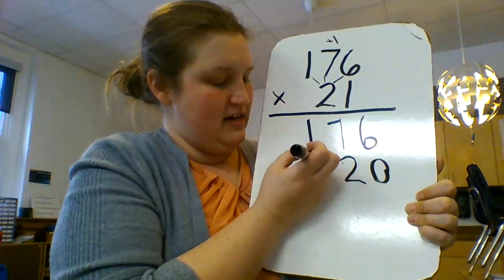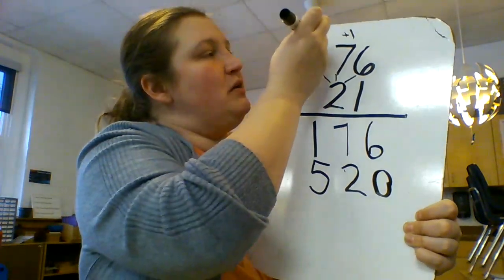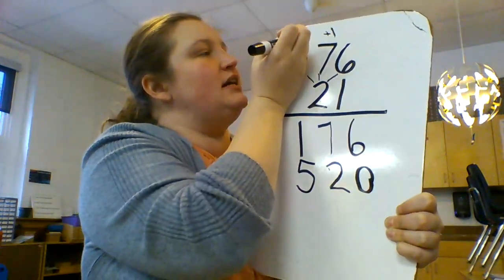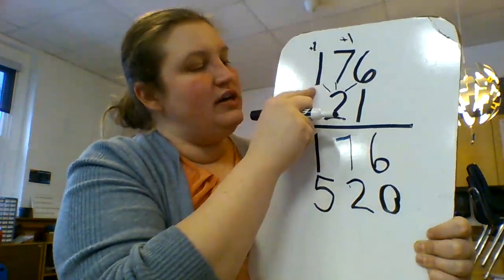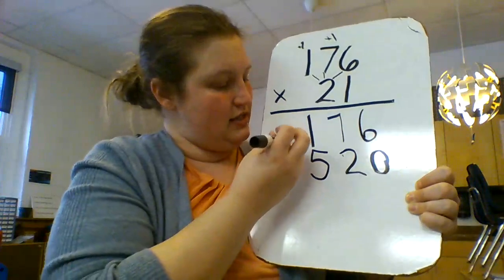So again, I line up my numbers. I'm going to carry my 1. I'm going to put a little plus sign so I don't forget. Now I'm going to do 2 times 1. 2 times 1 is 2, plus 1 is 3.